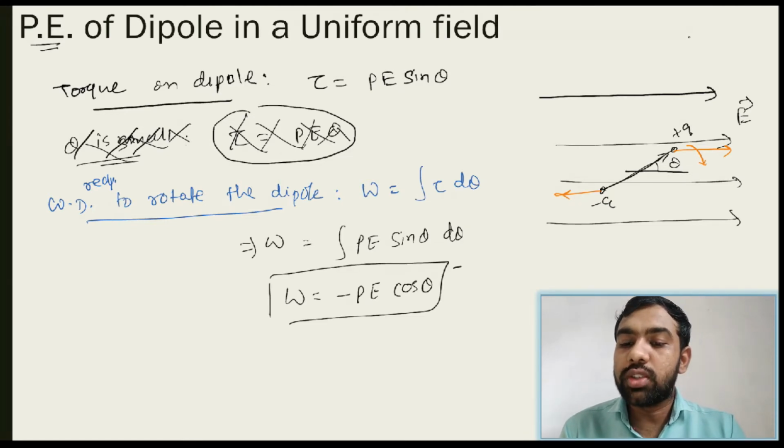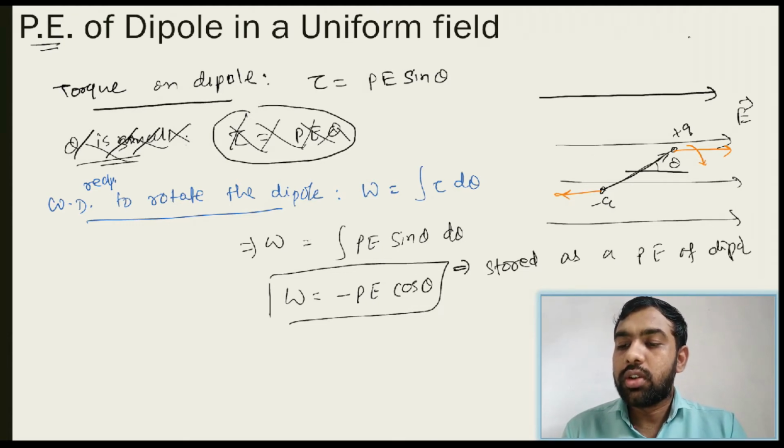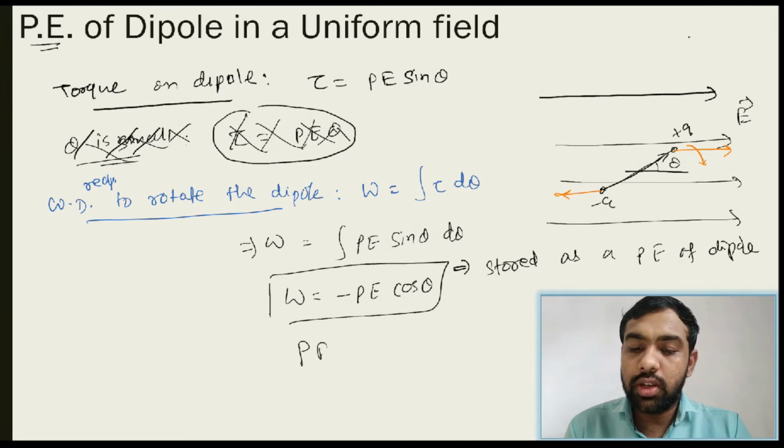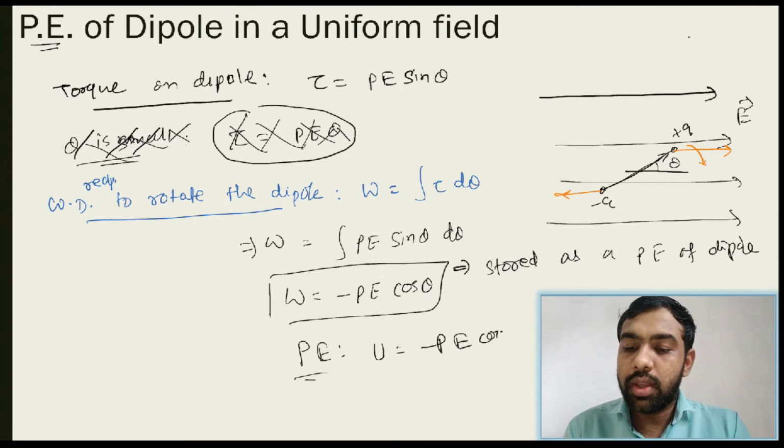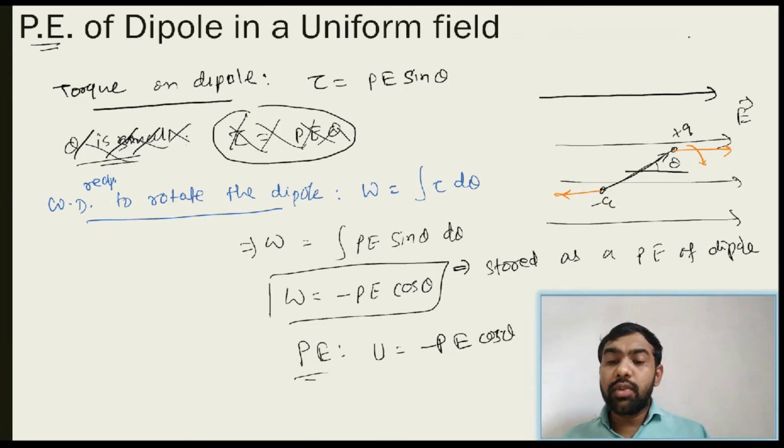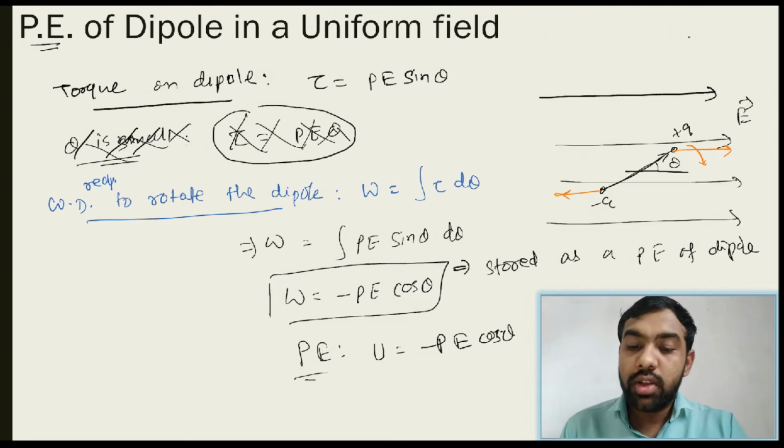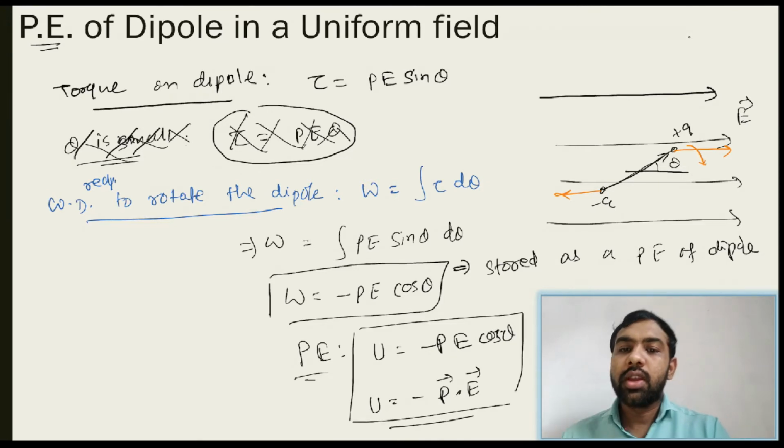And this work done is stored as potential energy. This work done is stored as the potential energy of a dipole. So the potential energy U is equal to minus P E cos theta. And if you consider this situation, minus P E cos theta, then cos theta is represented by a dot product. So U is equal to minus P dot E. So this is the equation of the potential energy of a dipole.